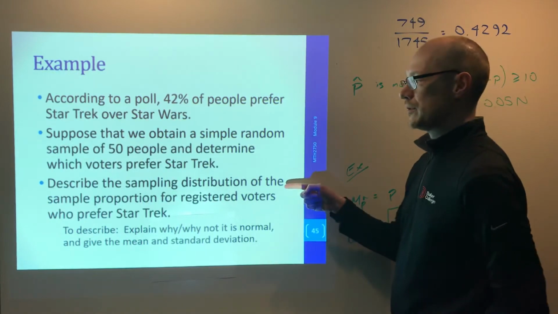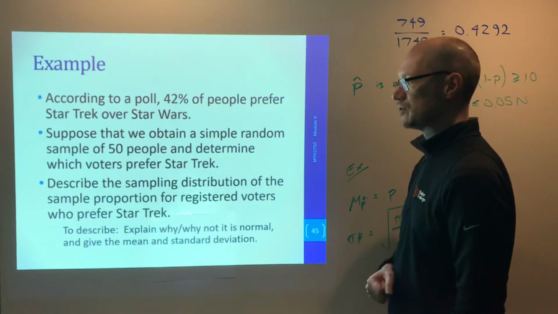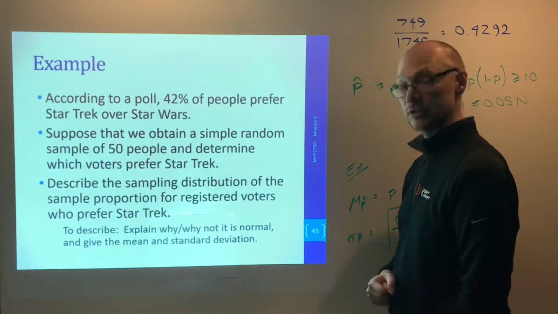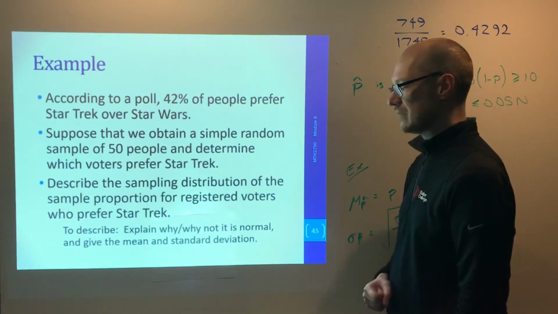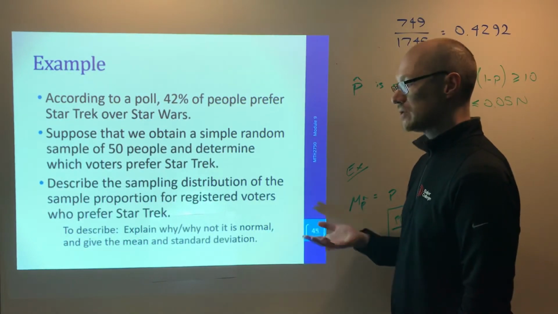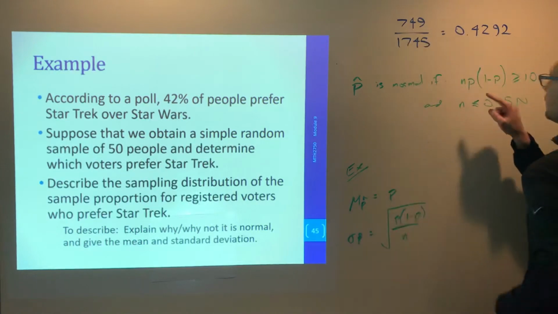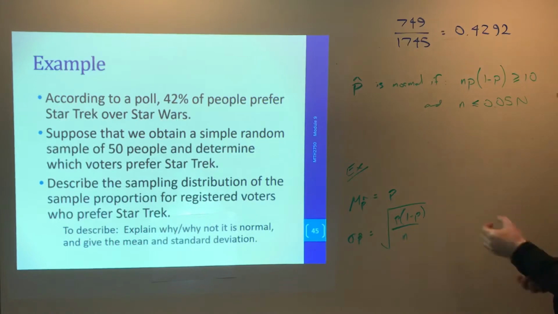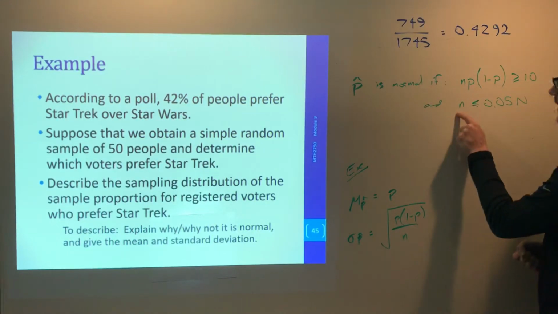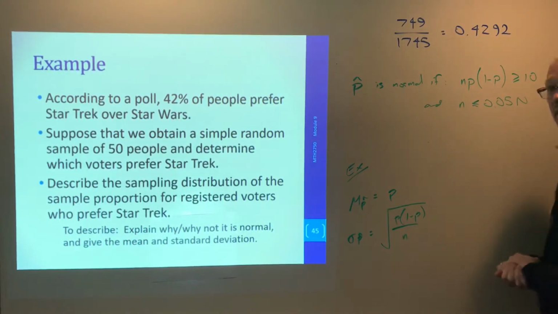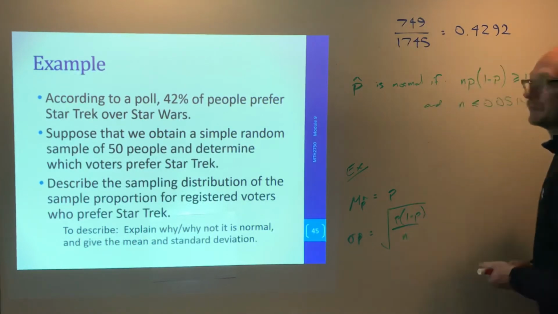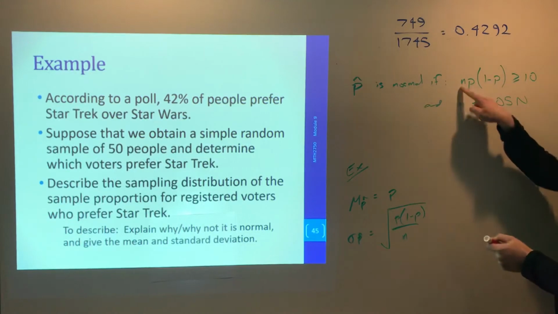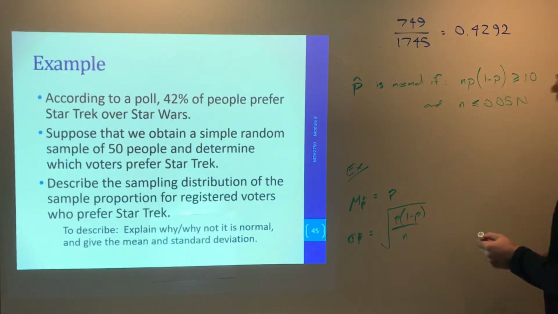So the homework may ask you to describe the sampling distribution. To describe means to explain if this is going to be normal and give the mean and standard deviation. Well, it is going to be normal if n times p times 1 minus p is greater than or equal to 10, and if your sample size is less than or equal to 5% of the population. I'm pretty sure that 50 people is less than 5% of the entire United States population, but what about this n times p times 1 minus p greater than or equal to 10?